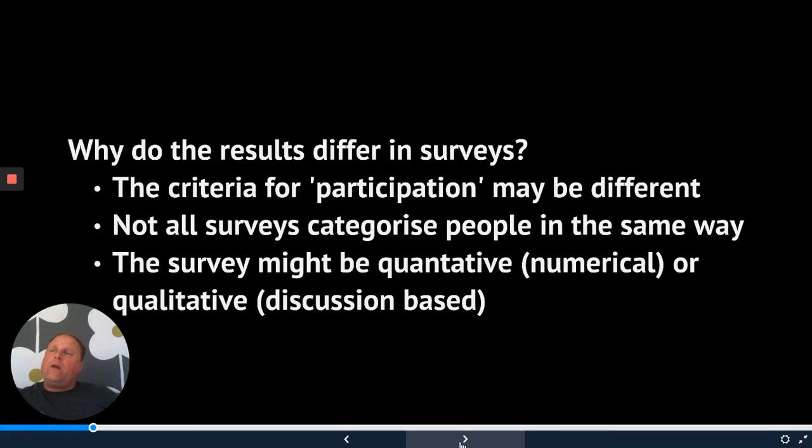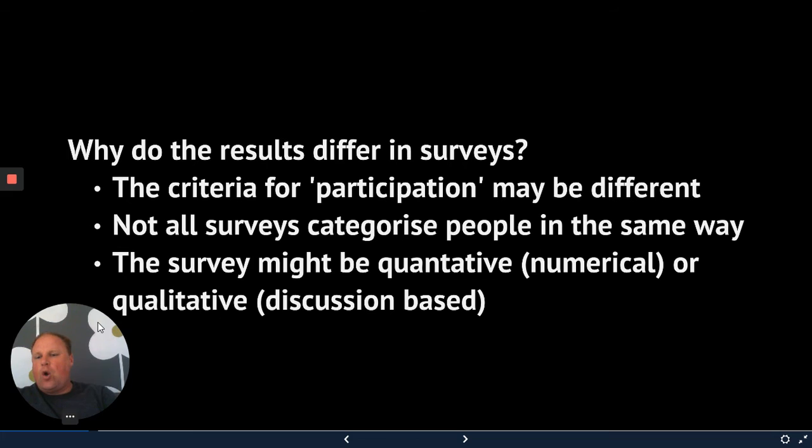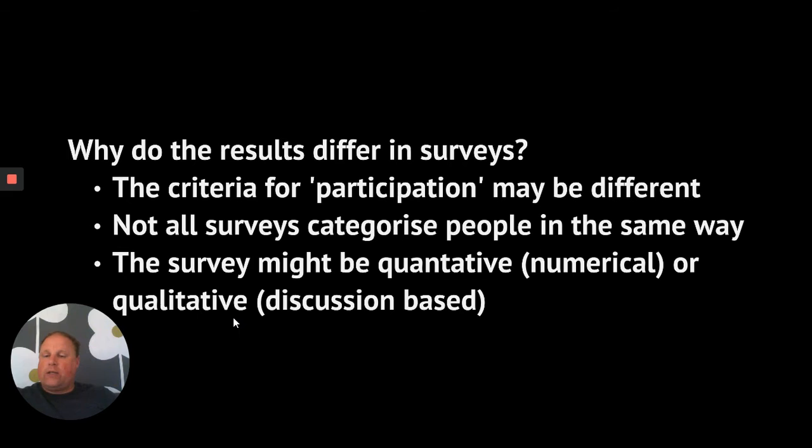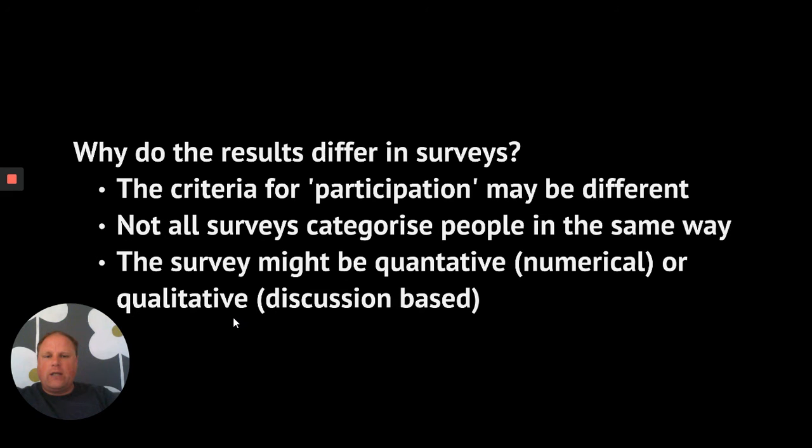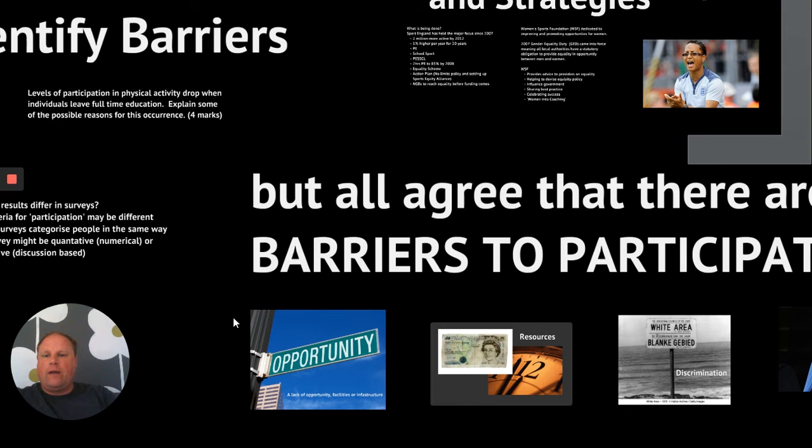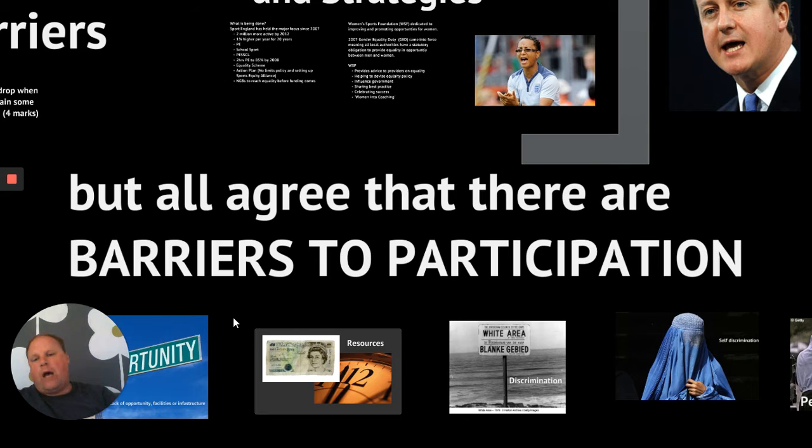Now, it's all to do with the categorization of people and the way in which data is received. Now, some surveys use qualitative data. Qualitative data is about words, is about why we take part in sport. Whereas quantitative data will be about numbers and facts and figures to do with participation within sport.